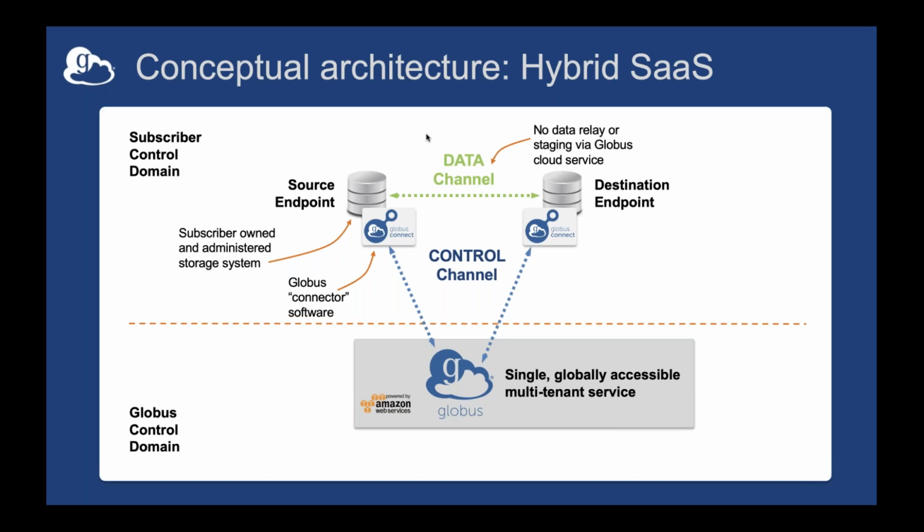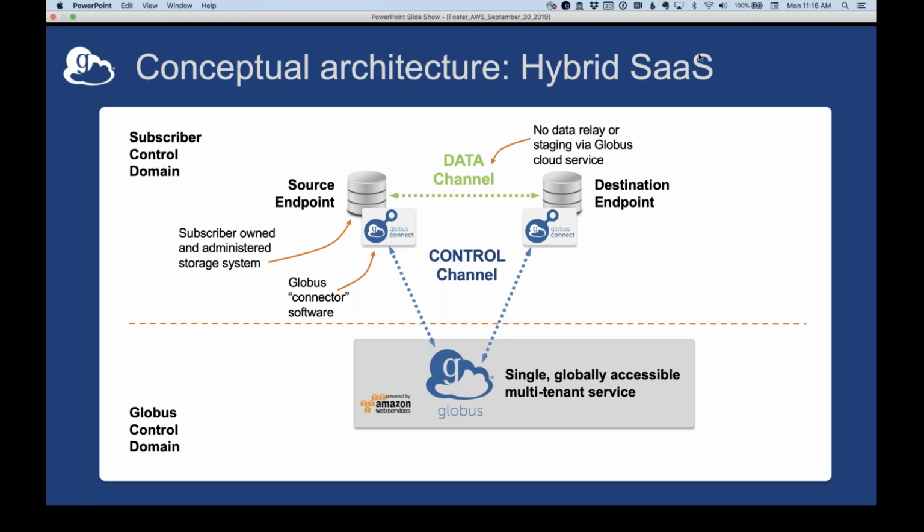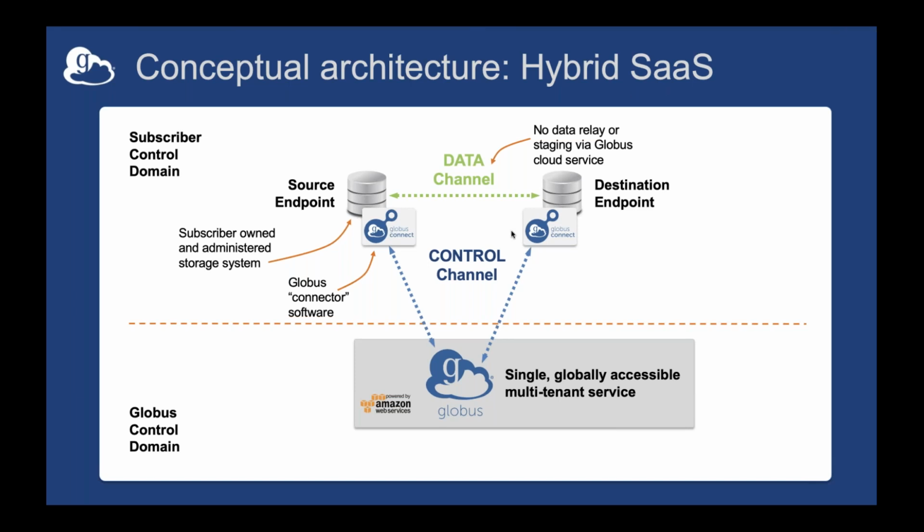The actual data transfer occurs directly between the two endpoints over the fastest available network. It doesn't go via the cloud service. But the fact that we're using the cloud to host the management logic means that we can provide high availability, high reliability, and so forth. A very important aspect of the system. And it also allows us to simplify debugging and such like.